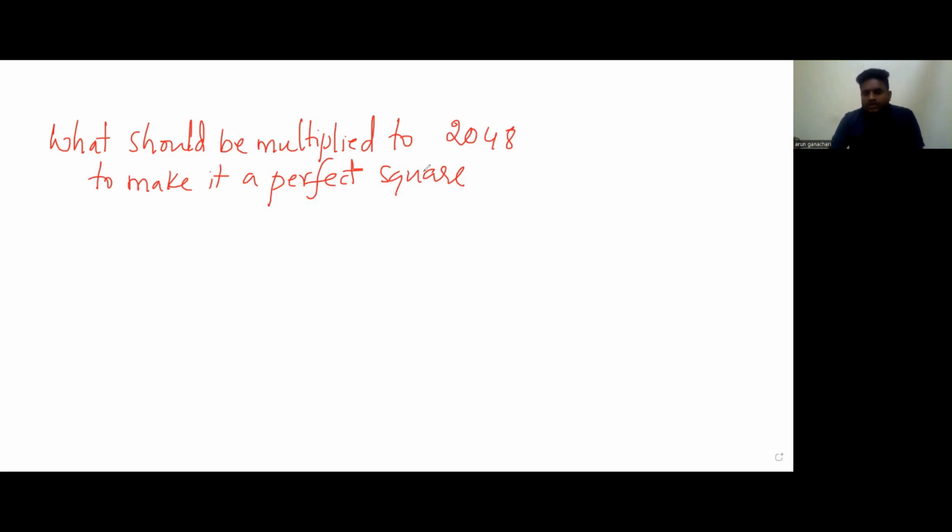Why is 2048 not a perfect square? Because it has 8 in the unit digit. Getting this? As it has 8 in the unit digit, it will not be a perfect square. So what should be multiplied to 2048 to make it a perfect square? So what will I do? I'll start using my prime factorization. I'll start dividing it. We have reached 1024. Then it is 512.